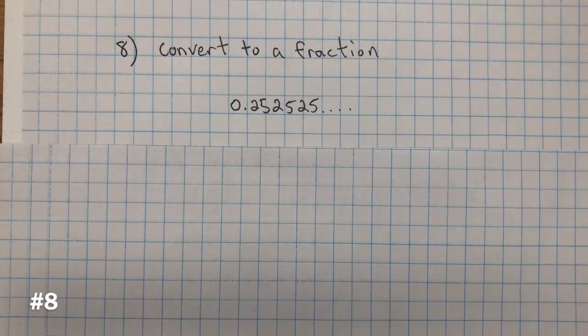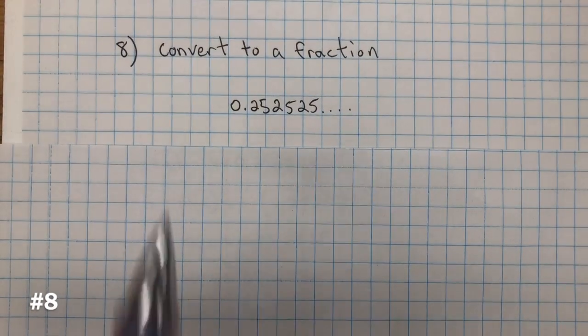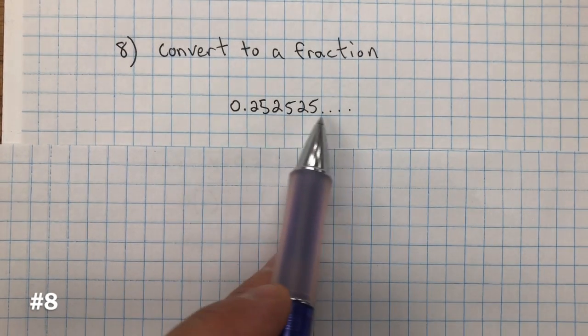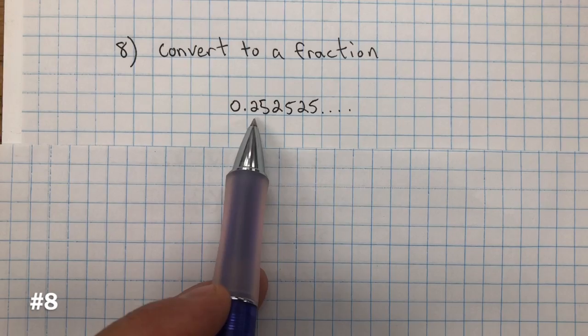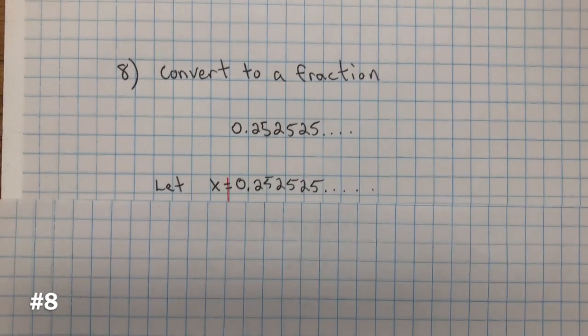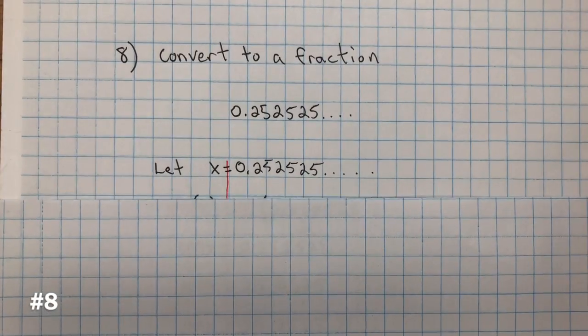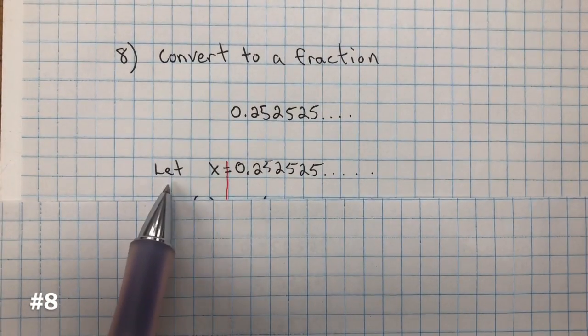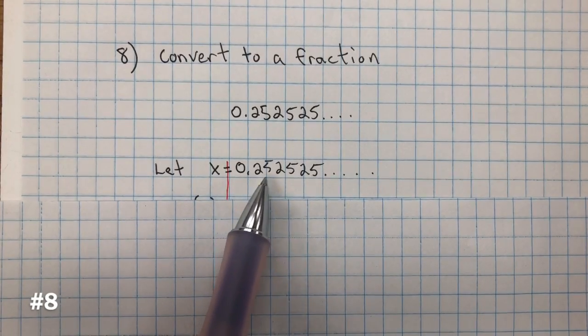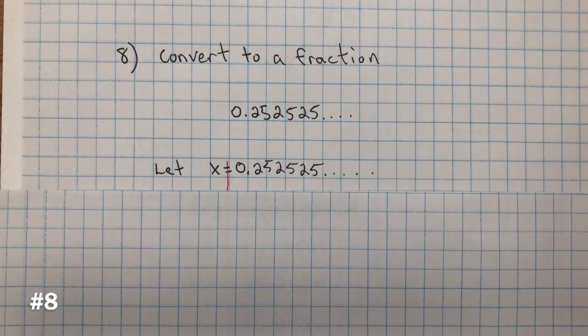For number 8, we need to convert to a fraction. So here we have 0 and 25 hundredths repeating. So the 25 will repeat forever. So I'm going to start out by saying, let's let x equal 0 and 25 hundredths repeating.